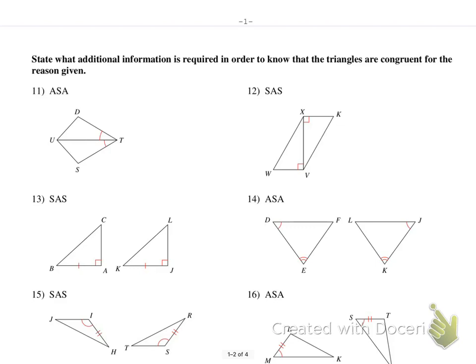Does that make sense? Okay, and I'm going to go through the first few of them with you. And then I'll just let you guys do the remainder of this worksheet. It should not take you long. We're not spending our whole class period on this.